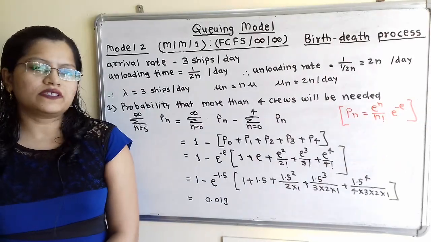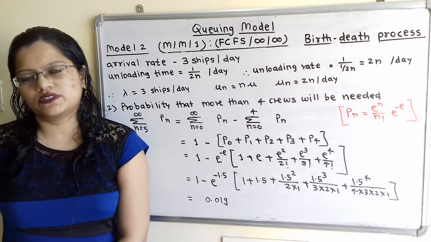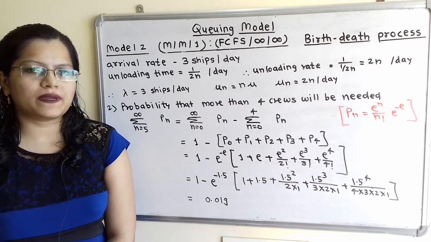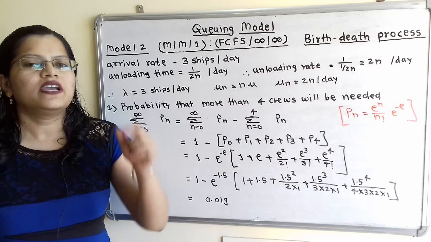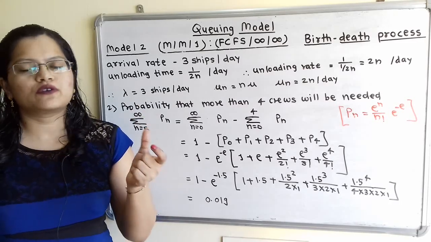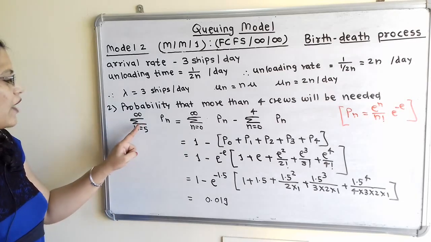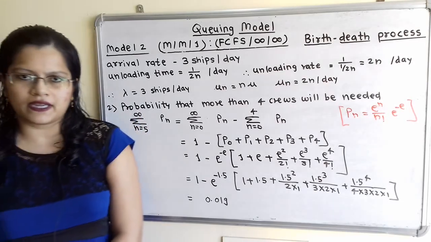Now we will move to the second question: the probability that more than 4 crews will be needed. That means we have to find the probability of having crews from 5 to infinity. In model 2, the number of crews allowed is up to infinity. So we have to find the summation of n equal to 5 to infinity Pn.